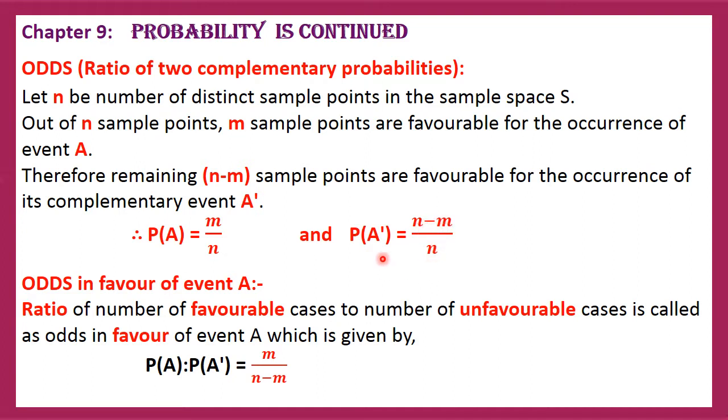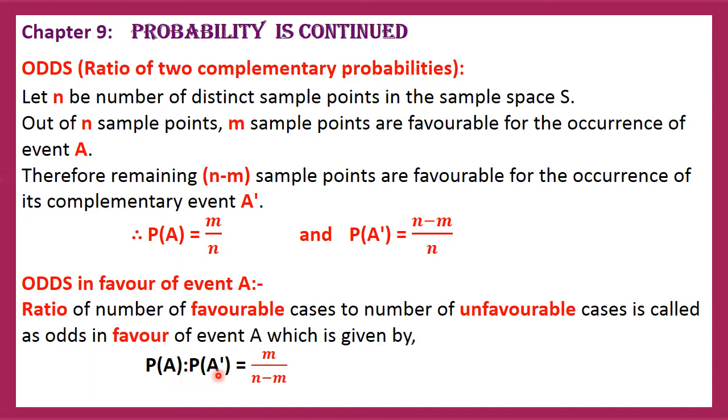Now, we learn the odds. There are two types of odds: odds in favor of event A and odds against the event A. First we will see odds in favor of event A. This is the ratio of number of favorable cases to the number of unfavorable cases, called odds in favor of event A, which is given by P of A is to P of A dash.